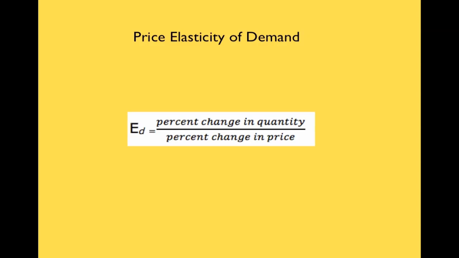Here's the formula for calculating price elasticity of demand, symbolized here as an E with a subscript D. It's defined as a ratio of the percent change in quantity demanded divided by the percent change in price, which produces an elasticity ratio that varies above and below 1.0.